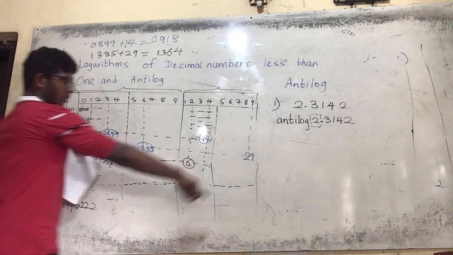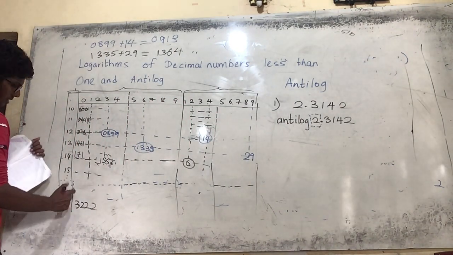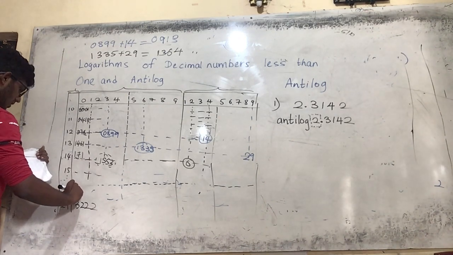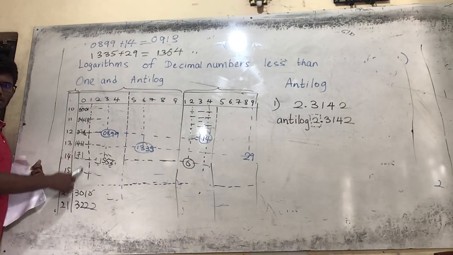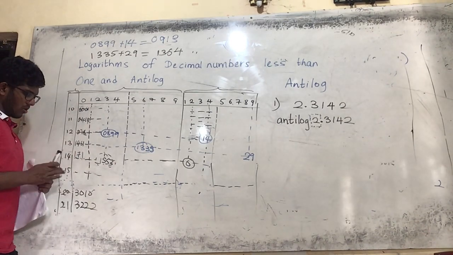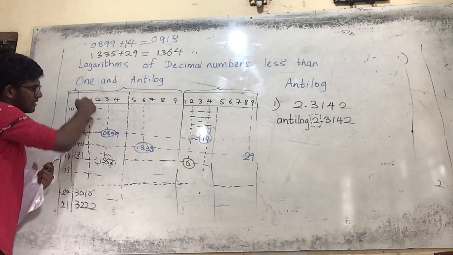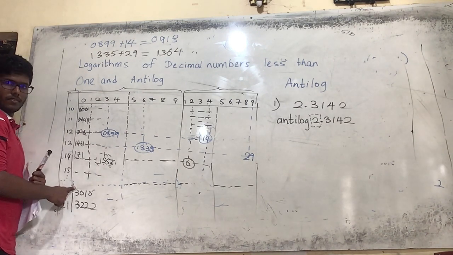Now, if you exceed in the 21st, go to this one, right? So 3, 0, 1, 0. So this is the 0th column. So here 3, 2, 2, 2 in the 0. If you exceed, go to 20. Right?